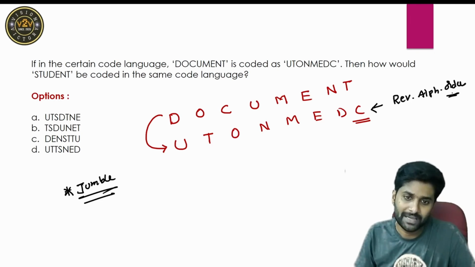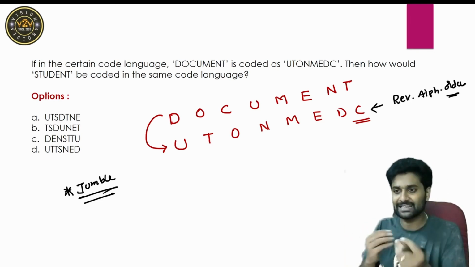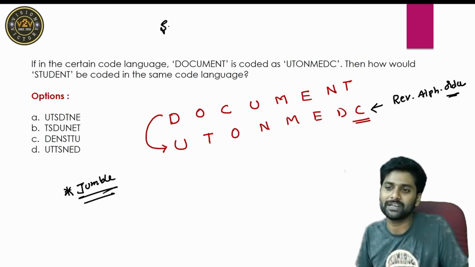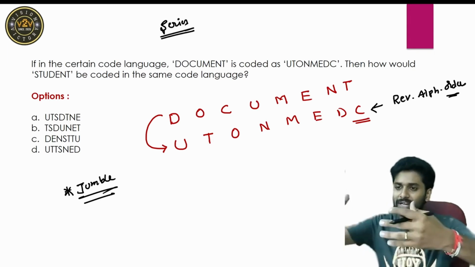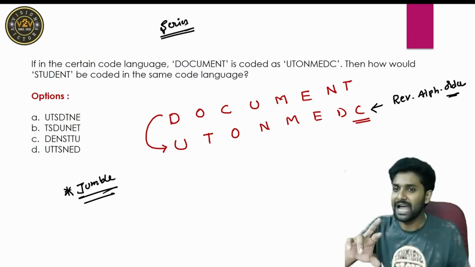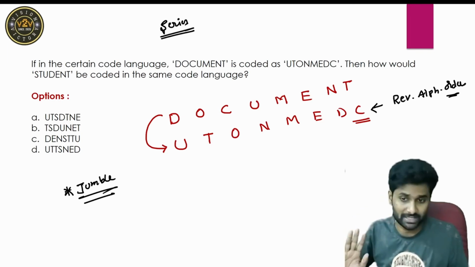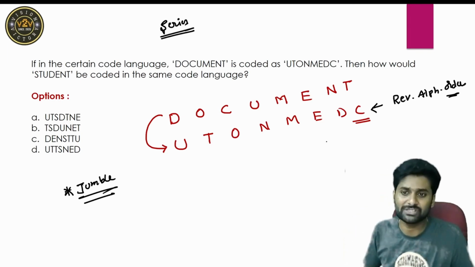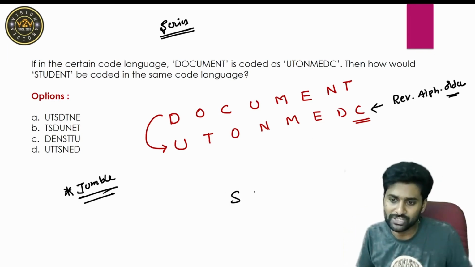Hope it's clear. In the previous question, you can see that the letters are completely different. If letters are completely different, verify in terms of series whether one letter is shifted, two letters are shifted. If the letters are the same in the code language and the given word, identify what kind of jumble order they followed. Guys, it's simply a reverse alphabetical order. Now the question: what about STUDENT?